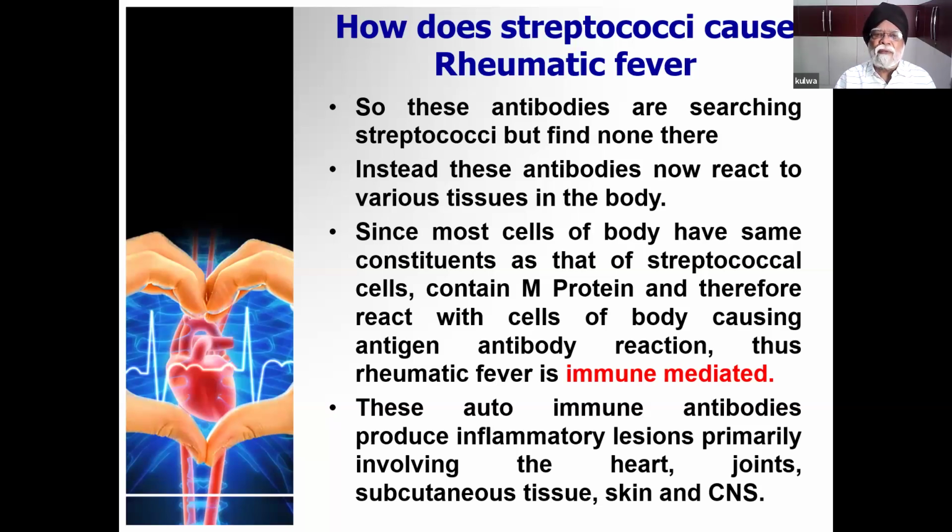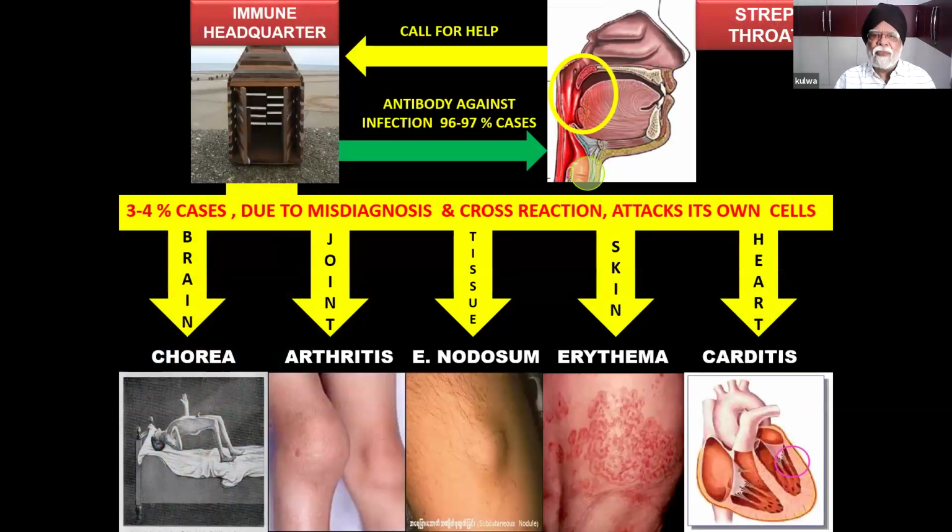Which are the organs which contain M protein in their cell wall? We will come to that. See, there is an infection in the throat. This infection sends a signal to the immune center. This is the immune center in the system, imaginary.